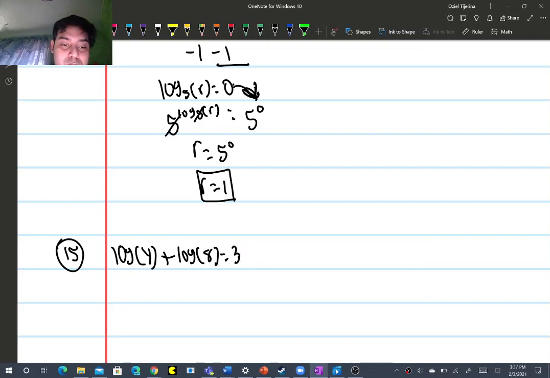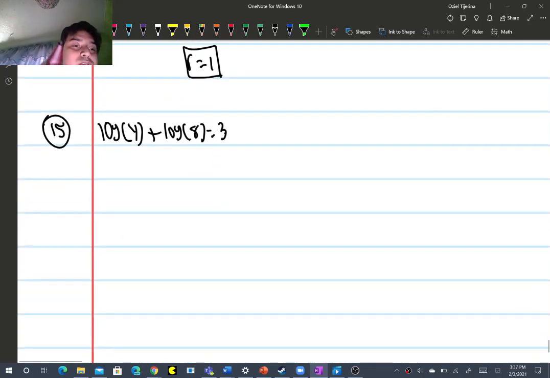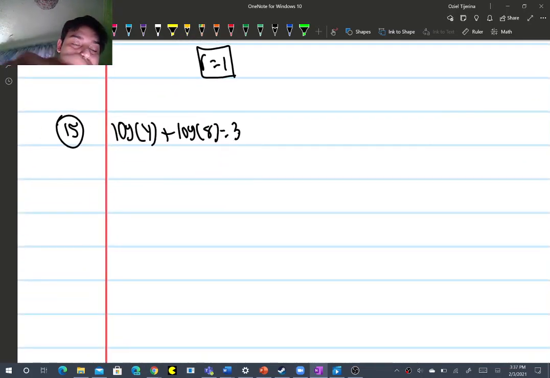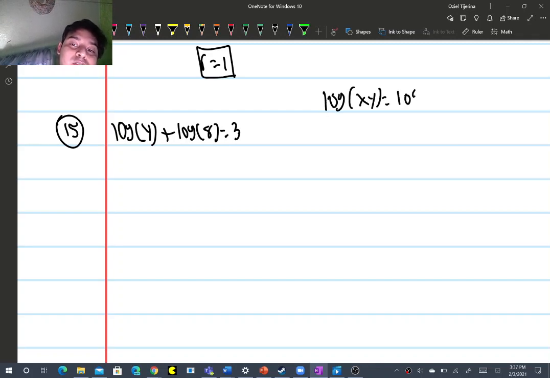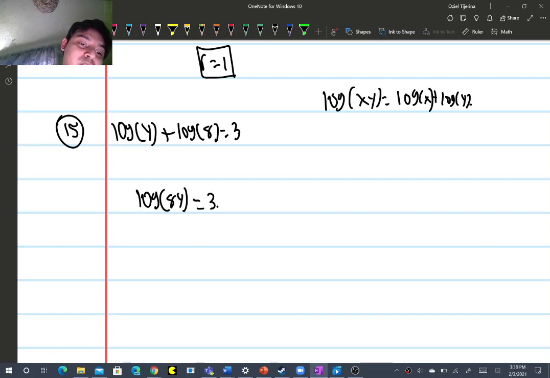Okay, so for this one, we have log of y plus log of 8 equals 3. So again, because log of xy is log of x plus log of y, we're going to say that log of y plus log of 8 is log of 8y, and then that's going to be 3.